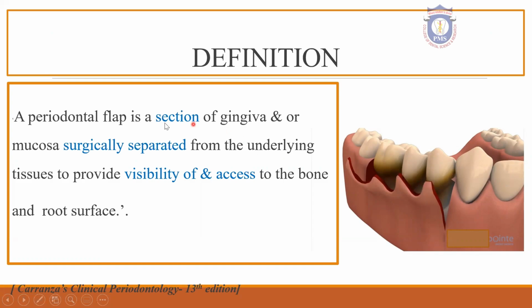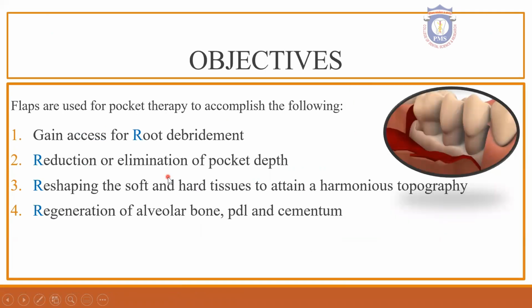So this is the definition, and you can see the keywords. It's a section, it's surgically separated, you will get visibility and access. So by combining these keywords, you will get the proper definition of a periodontal flap. So what are the objectives of doing a periodontal flap surgery?